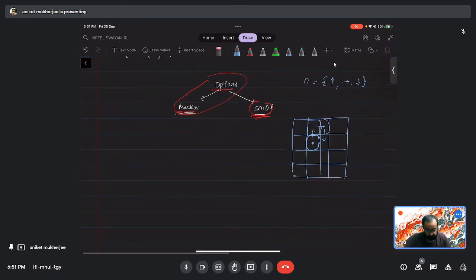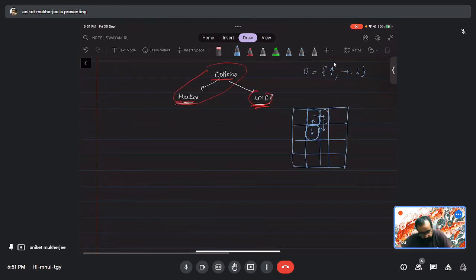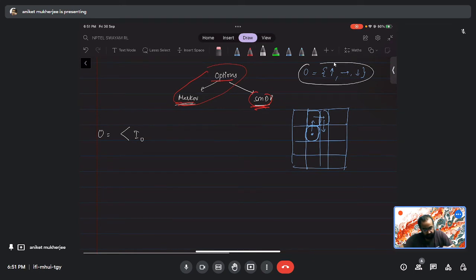So now, how can you define your options? Given an option, I have the initialization states, from where this option can be initialized. I can't initialize in any of these 4 states. I can initialize in these 4 states, and in these 4 states. I think I can't do it here also. So this is my initialization set for this option. And the termination states depend on those options. Once your initialization states are fixed, the termination states are fixed.